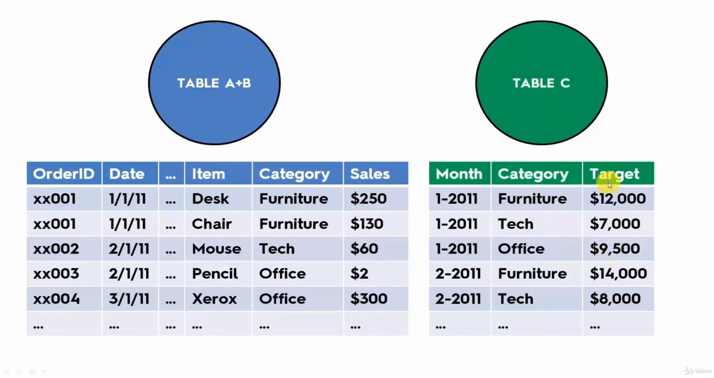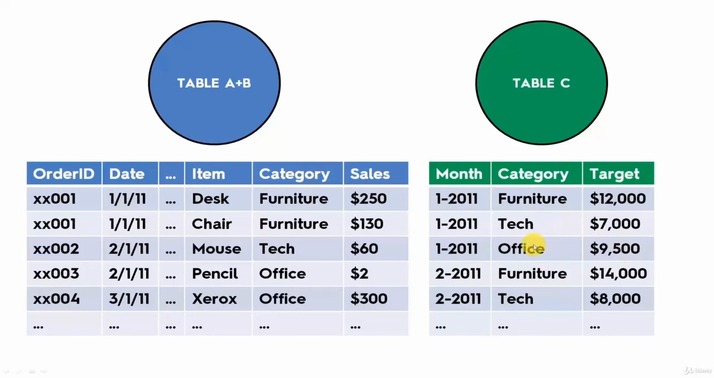But the thing is that table C has a very different level of granularity. The level of granularity here is not item. So here, the level of granularity is actually at an item level for each individual order, whereas here, the table is much less granular. It's got month, it's got category, and it's got the target.